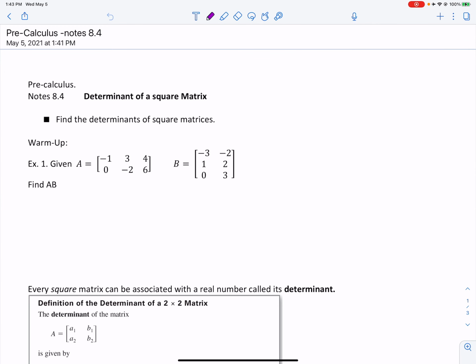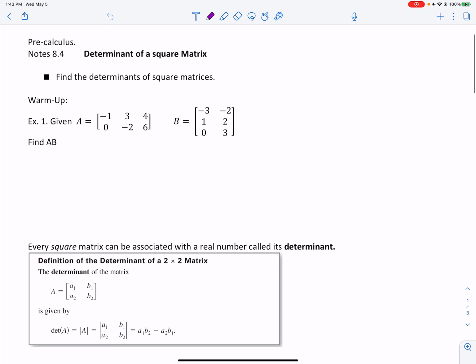Pre-calculus, notes 8.4. We went from 8.2, we're jumping and doing one kind of problem on 8.4, and then we're going to use that in 8.2. So we are going to be looking at the determinant of a square matrix in 8.4, but before we get to that, we have a warm-up here just to review multiplying matrices.